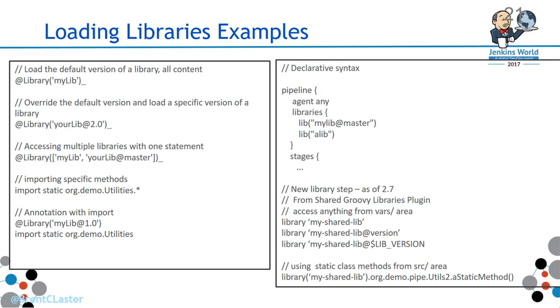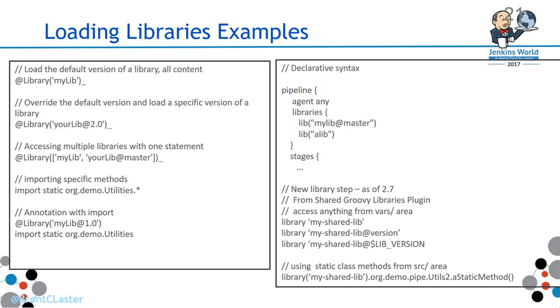Then a third one, @Library mylib, yourlib @master, just bringing in multiple libraries, importing specific methods if you needed to, with annotation with import in there. For the fourth one down, you may be wondering why there's no @Library there. If you had an implicit load of the library, it would just bring it in, and you wouldn't have to worry about saying @Library. Then on the right-hand side, this is an example of the declarative syntax, declarative pipelines.